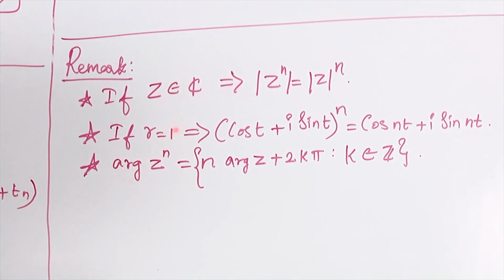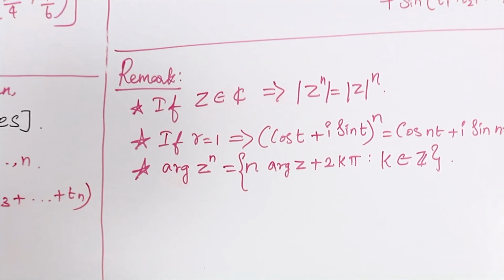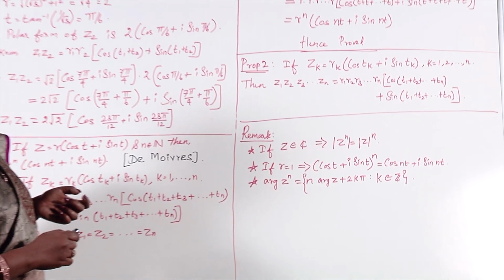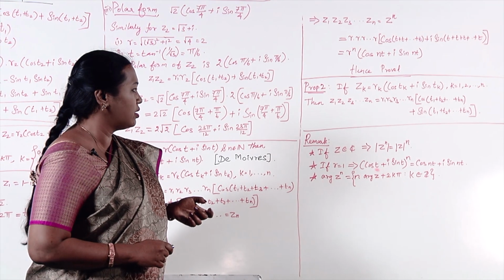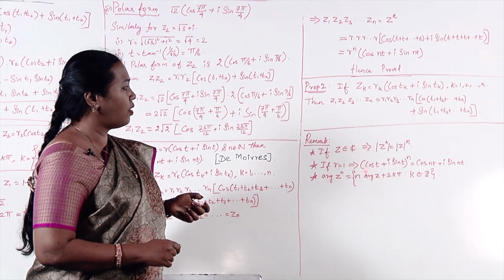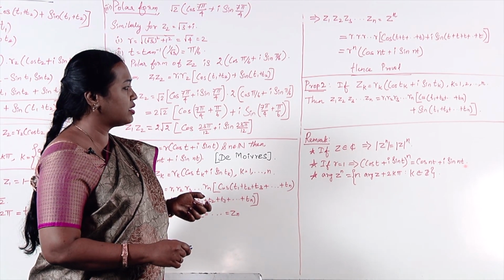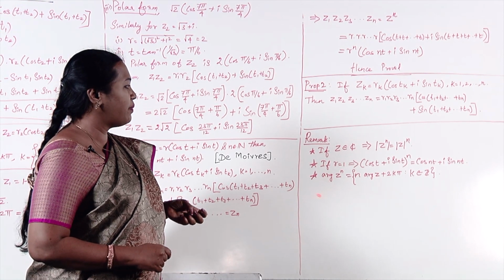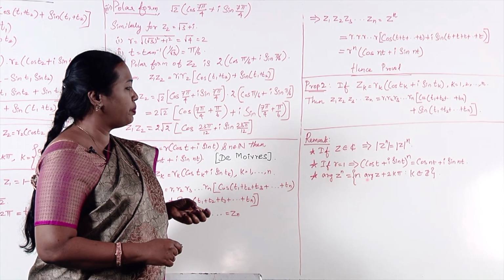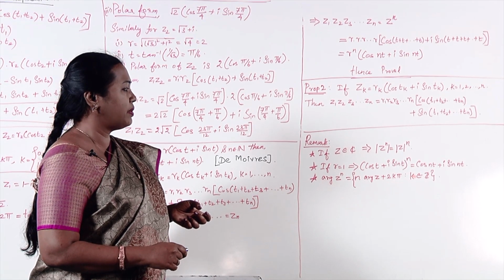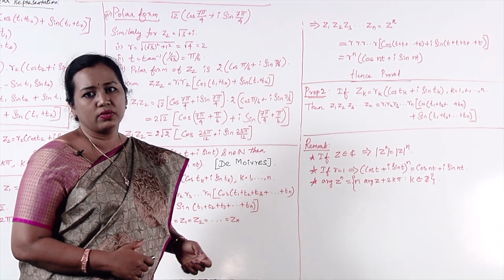If r is equal to 1, what happens when the polar radii is 1? Then cos t plus I sin t the whole power n becomes cos nt plus I sin nt. As you can see from this theorem statement, all I have done is substituted 1 instead of r, that is all. So, this becomes cos t plus I sin t the whole power n is cos nt plus I sin nt, and in the same way the argument of Z bar n would be n times the argument of Z plus 2k pi, where k belongs to Z.